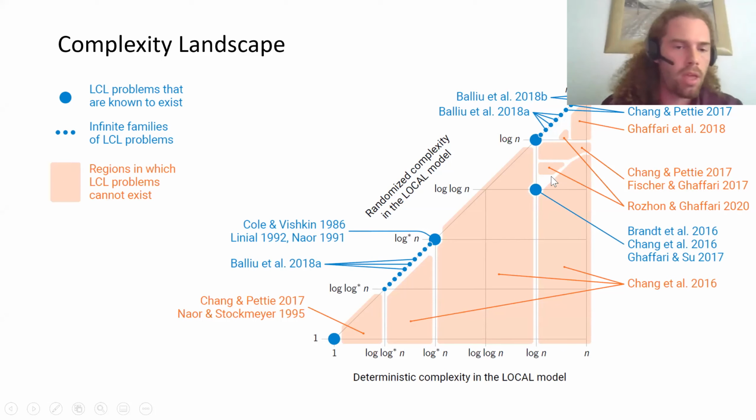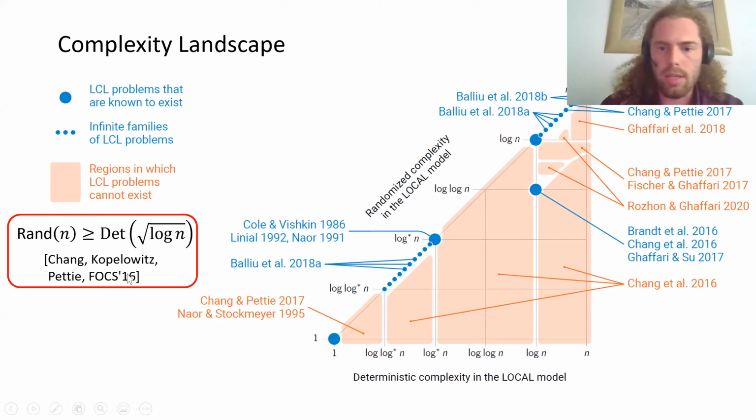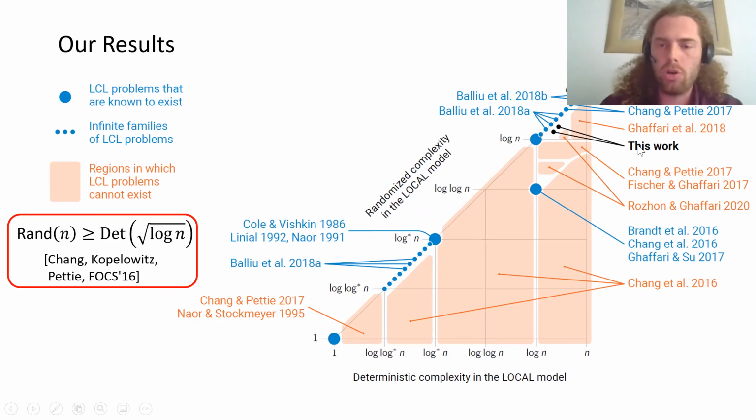One of the results that lead to these gaps is the result by Chang, Kopelowitz, and Pettie that says the randomized complexity of any LCL problem is at least the deterministic complexity of the same LCL problem on instances of size root log n, which for us just means that we cannot profit more than exponentially from randomness. Now we have problems where we profit exponentially from randomness, but all the other problems for which we know randomized and deterministic complexity are problems where we do not profit at all from randomness. So one big open question here is, are there LCL problems for which we profit from randomness, but only sub-exponentially? And as we show, yes, there are such problems.